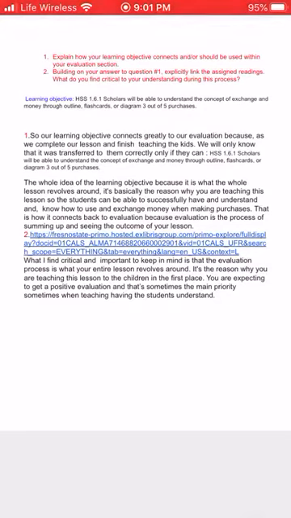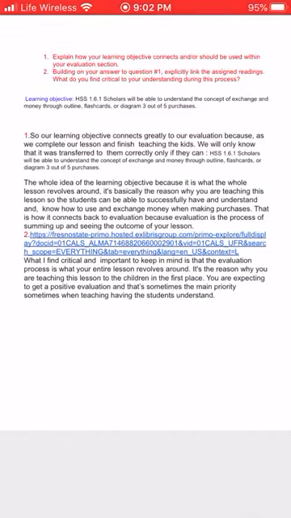So the whole idea of our learning objective is because it is what the whole lesson revolves around. It's basically the reason why we're teaching this lesson. We're teaching to get a certain outcome, our outcome being our learning objective. So our evaluation and what we want to evaluate and have the students evaluate from the entire learning objective and our lesson is that they will be able to understand the concept of exchange through money, outlines, flashcards, and diagrams.